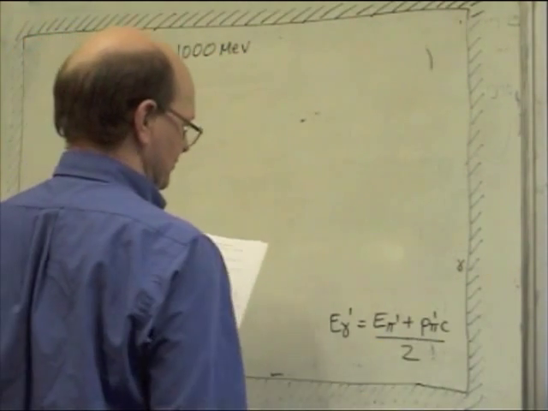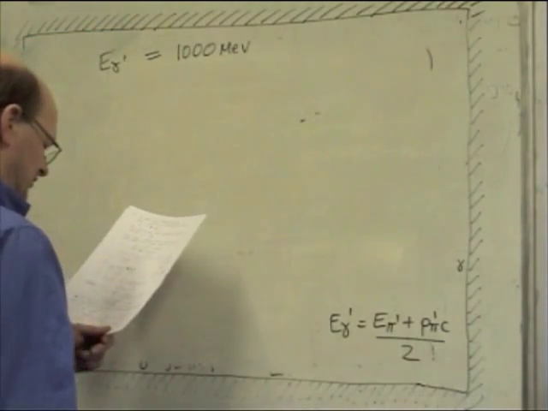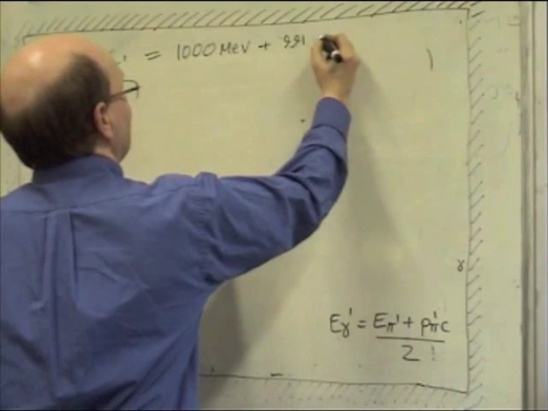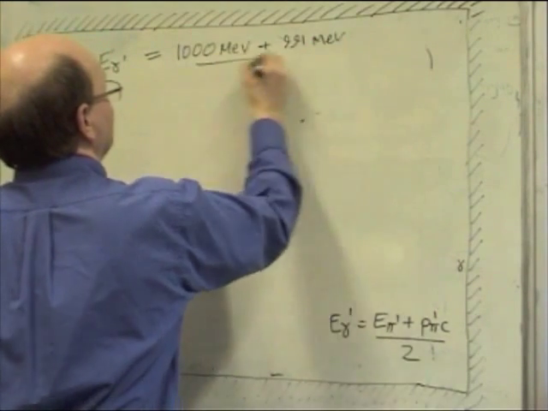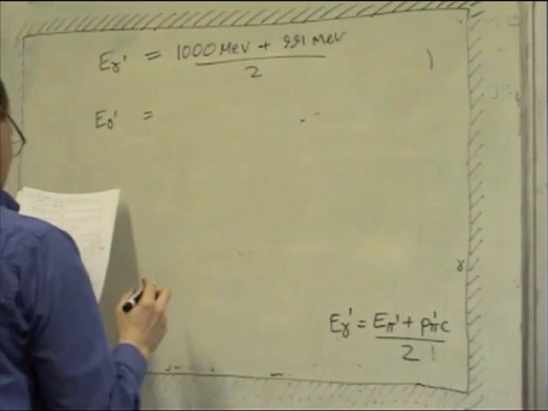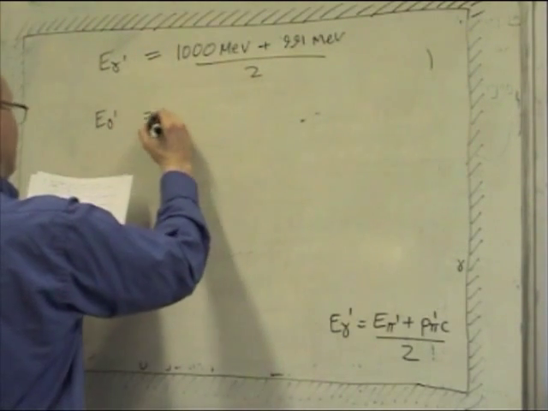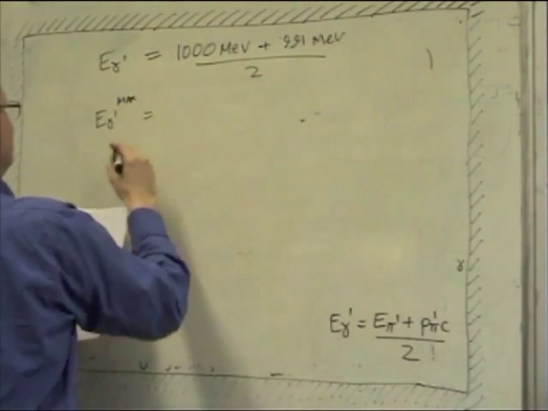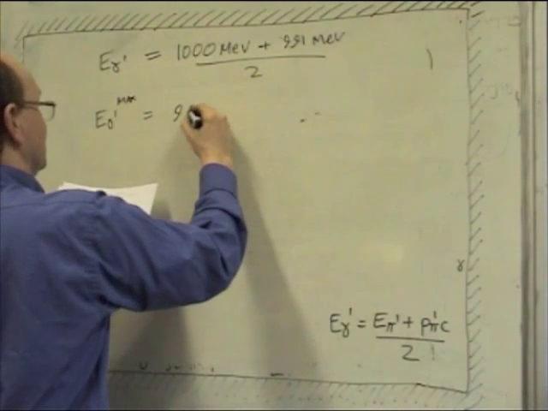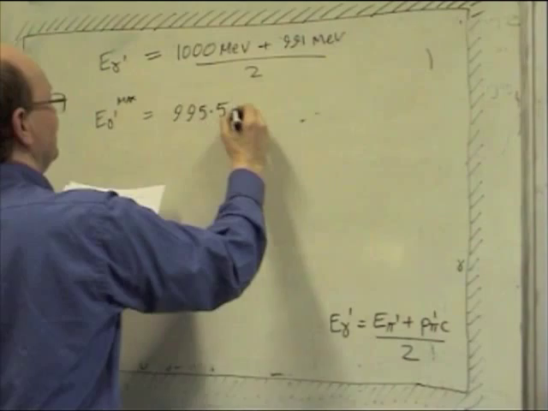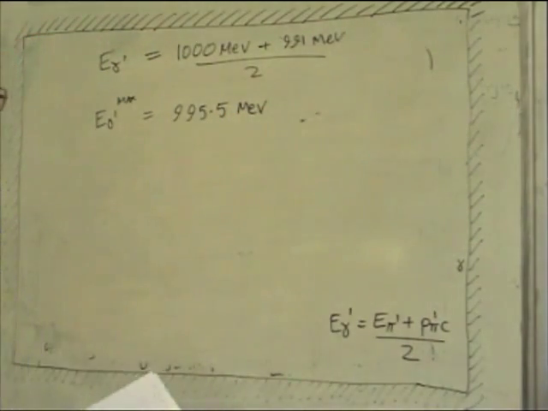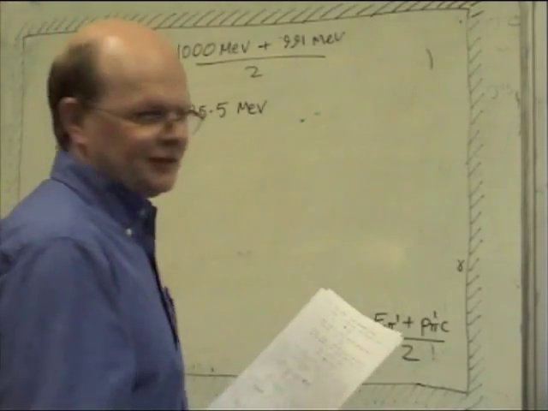The momentum P prime C we've already calculated. If you remember, that was 991 MeV divided by 2, and so you get E gamma primed, the maximum possible photon energy, is 995.5 MeV. Notice that's almost all the energy in the collision. There's very little left for the other photons.